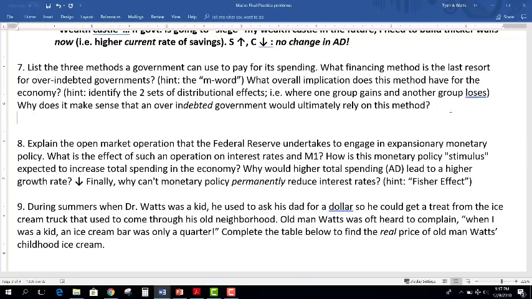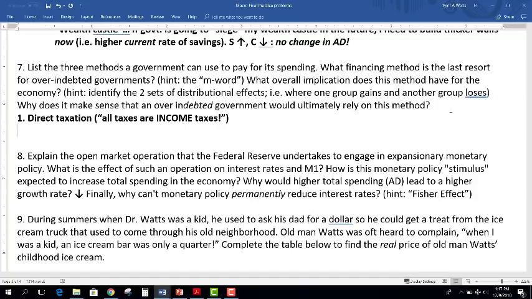Let's move on here. Number 7. List 3 methods government can use to pay for its spending. 1. Direct taxation. And remember, my motto here, all taxes are income taxes. I don't care how they're labeled. Number 2, deficits, which, of course, is government borrowing and accumulation of larger government debt, which is in the form of government bonds, of course.